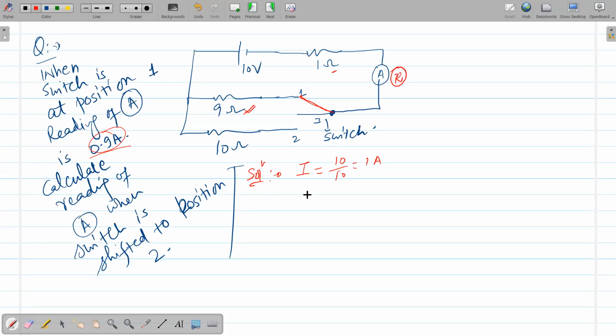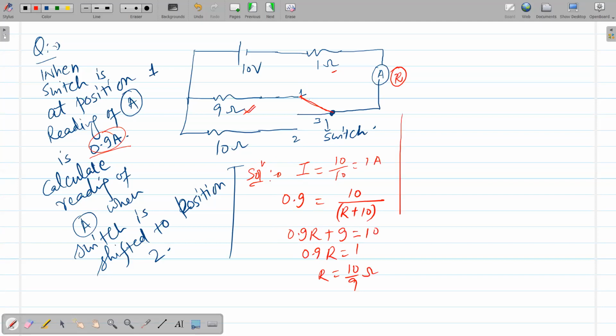Is it clear? So the first equation that can be formed is current 0.9 equals total voltage divided by total resistance, that is R plus 10. Hope you all are getting this. So here you will get 0.9 R plus 9 equals 10, means 0.9 R equals 1, means R equals 10 by 9 ohm. This is the value of resistance that we are getting from the first condition.